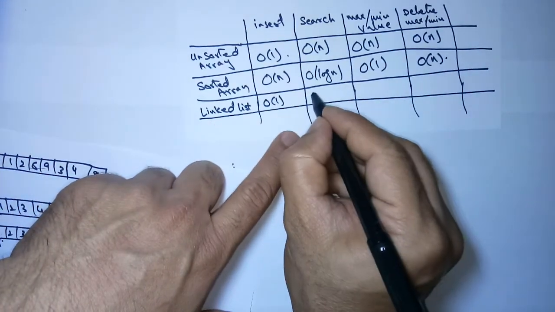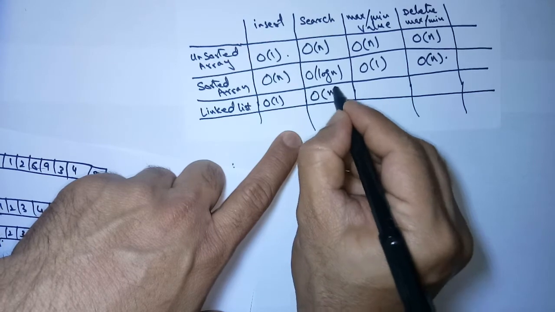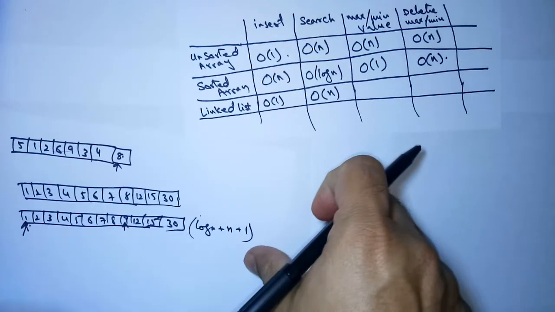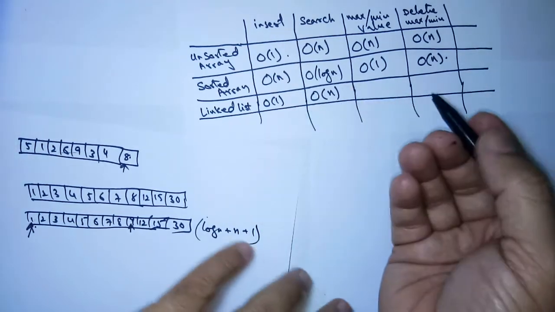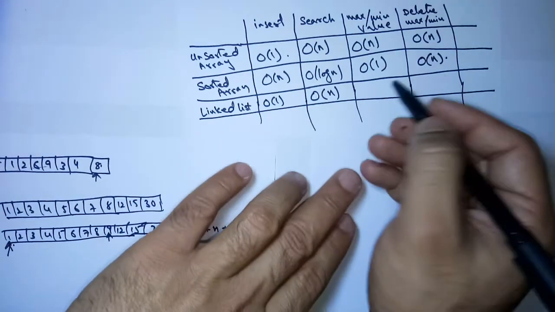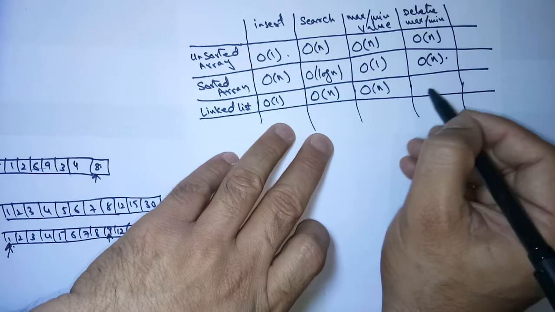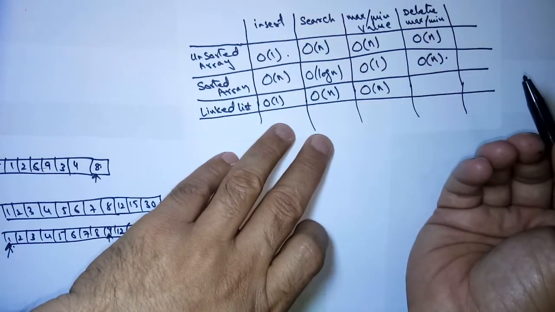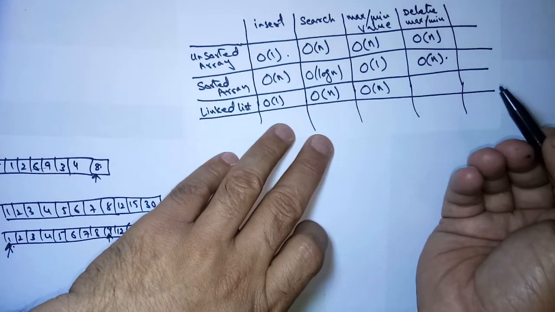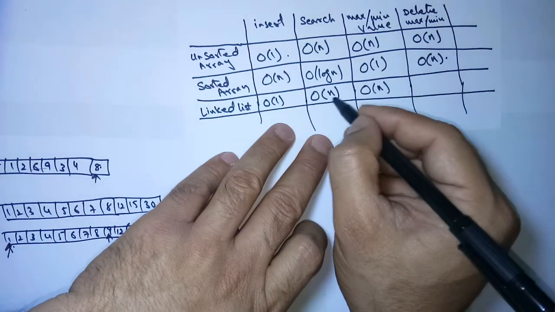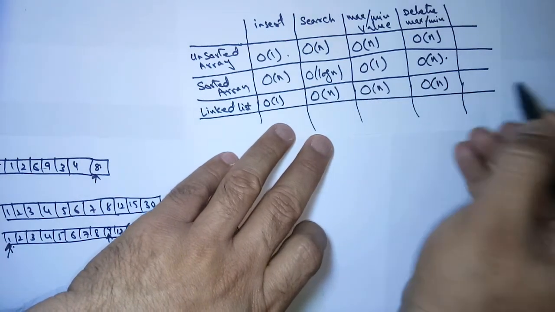In order to search, you cannot search using the binary search method. You have to go linearly, that is order of n. Find min, find max, obviously linearly, order of n time. If you want to delete any element, then it is order of 1, but you need to search it first. In order to search, you require n times, so that is order of n, right?